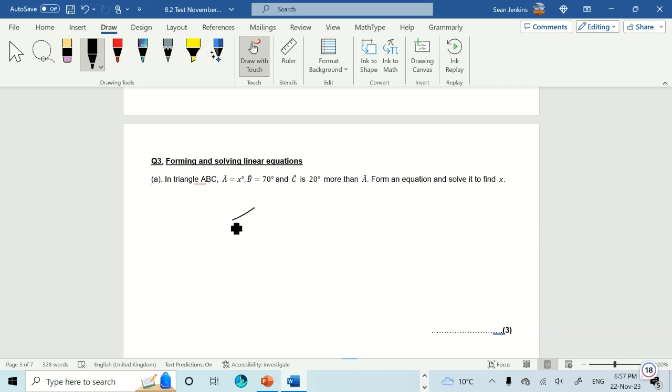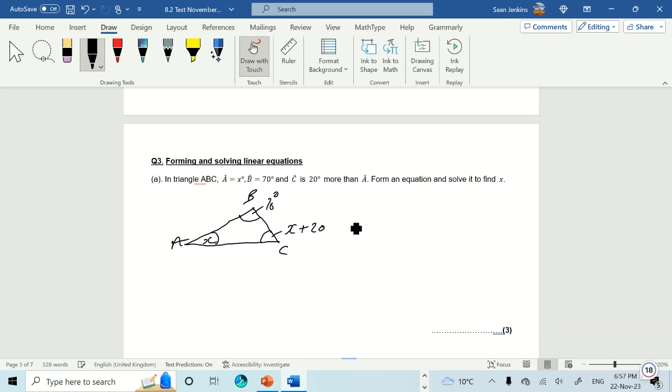Well, here's triangle A, B, and C. Let's just do that. And here's angle x degrees. And here's angle of 70 degrees. Yep. And here's the angle of 20 degrees more than angle A. Well, that's got to give you x plus 20. So I'll call that A, B, and C.